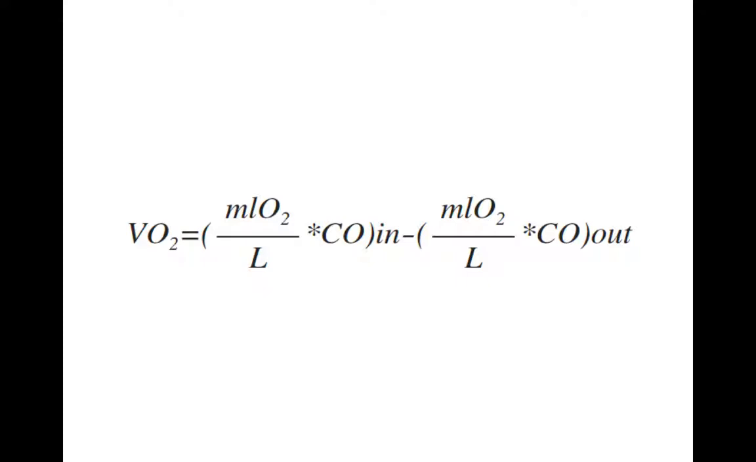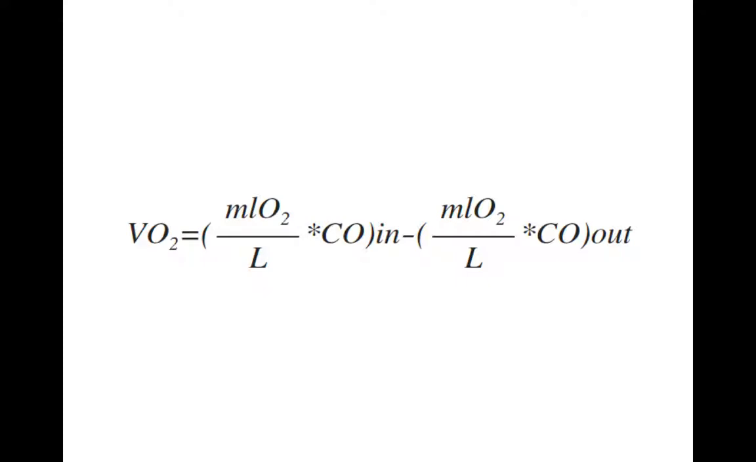So that makes our equation look like this. VO2 is milliliters of O2 per liter of blood times cardiac output in, minus milliliters of O2 per liter of blood times cardiac output out. Now, let's look at our other term. Milliliters of O2 per liter. This is another way of saying the concentration of O2 in the blood, right? We're talking about milliliters of O2 per liter of blood. That's concentration of O2 in the blood.